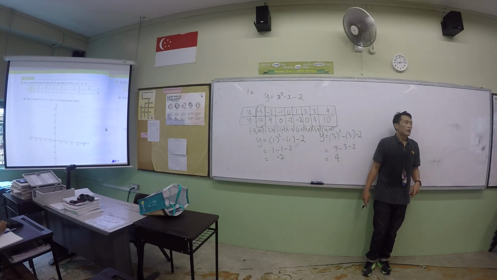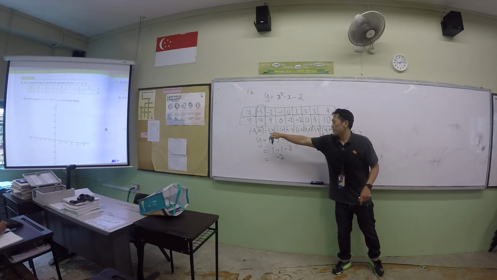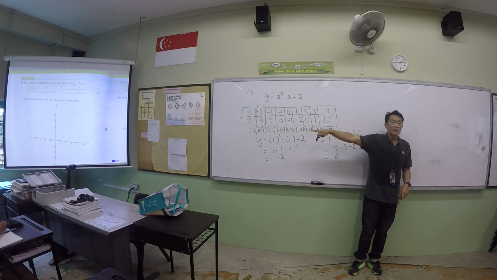Okay. So now that you have these points 1, 2, 3, 4, 5, 6, 7, 8, you can plot all these points onto your graph.